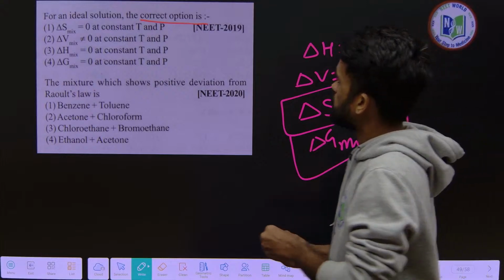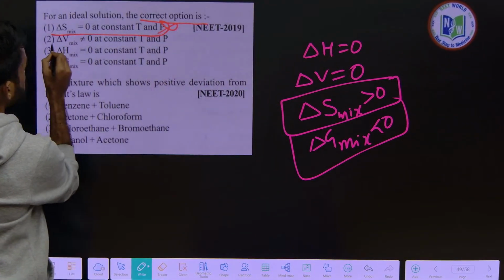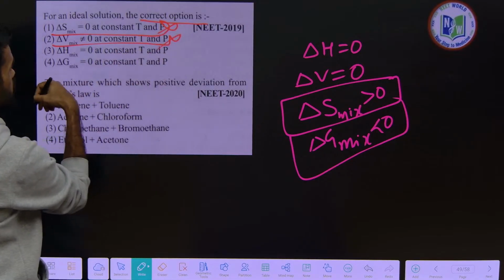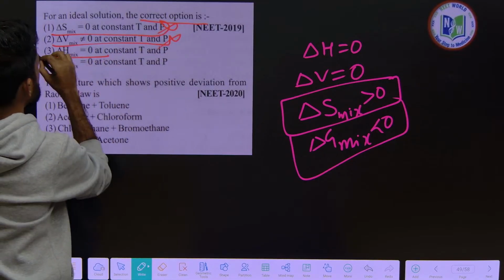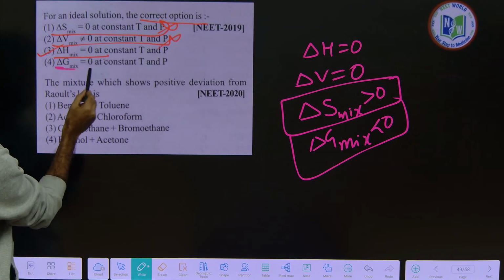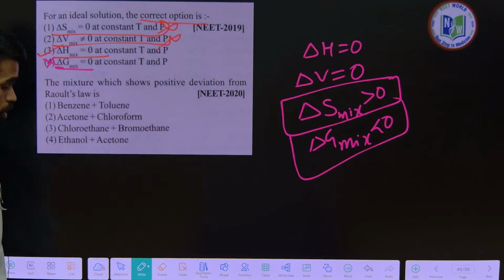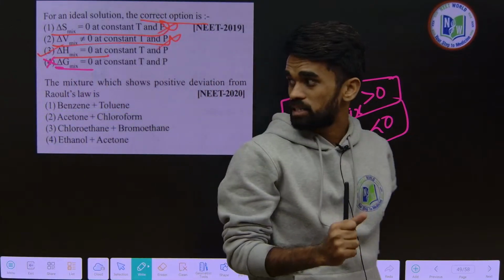Now look at this. Delta S mix, they are saying 0. No, it is incorrect. This is not equal to 0. Delta H mix is 0. Yes, this is correct. Next, they are saying delta G mix is equal to 0. It should be less than 0. This is incorrect. So option 3 will be your perfect answer for the question.